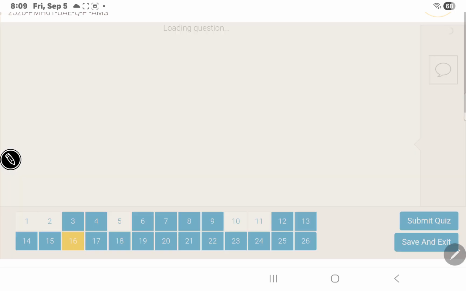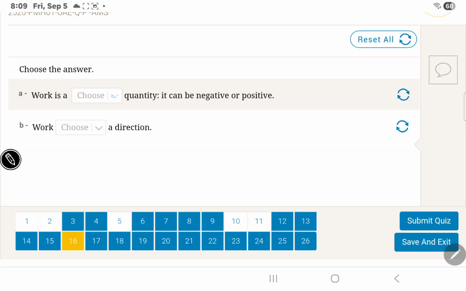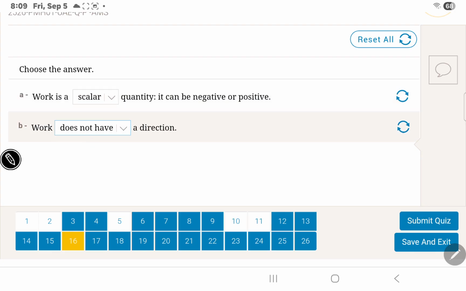Next question. Work is a scalar quantity because work does not have direction.